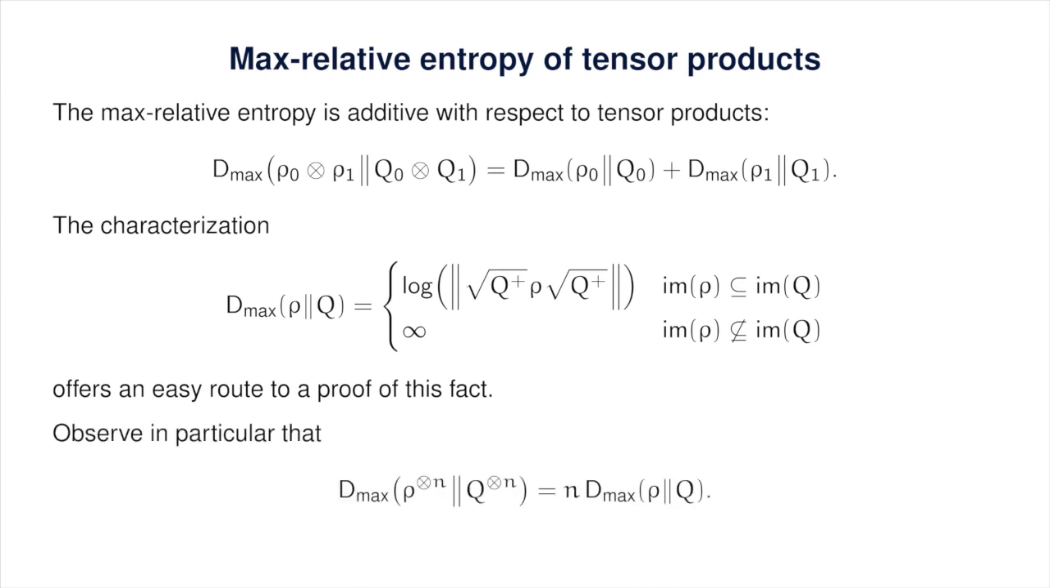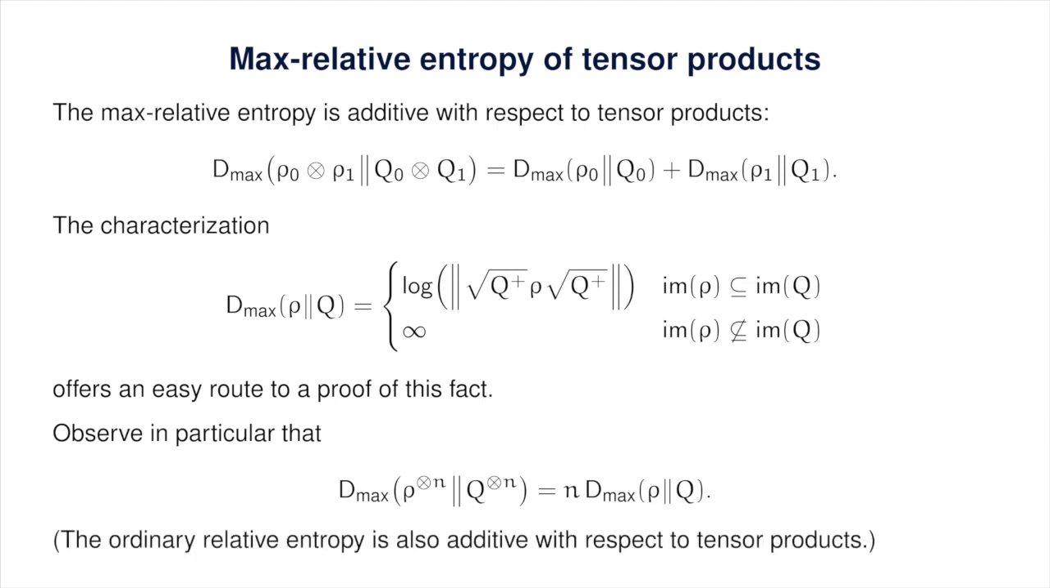Observe in particular that the max relative entropy of rho tensor n with respect to q tensor n is equal to n times the max relative entropy of rho with respect to q. Of course, the ordinary relative entropy is also additive with respect to tensor products in precisely the same way.